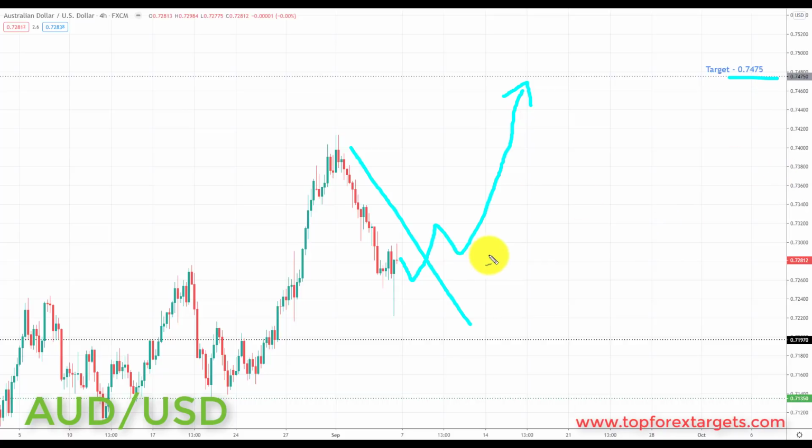0.7475. Just bear in mind, because we are starting to lack a bit of momentum in the dollar index, if you want to aim for a conservative target at the previous high, there's nothing wrong with that this week at the 0.7420.